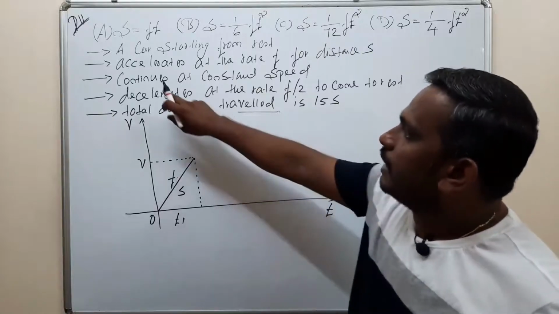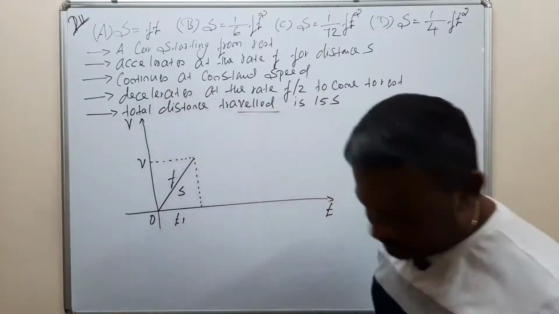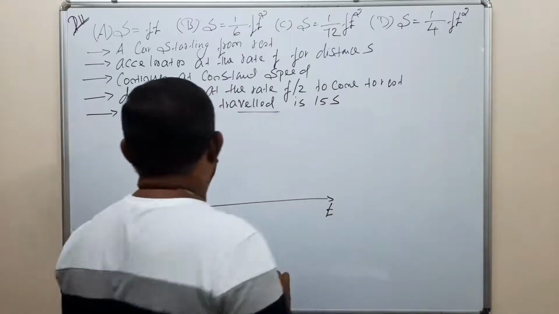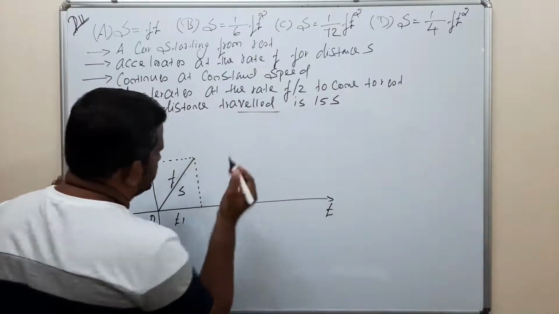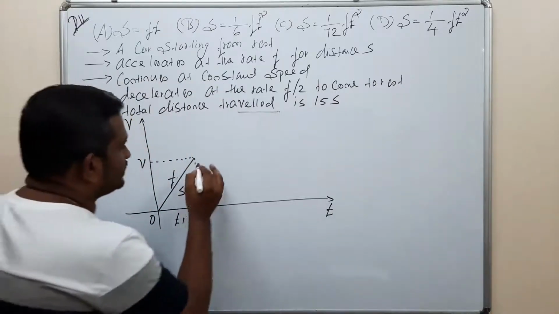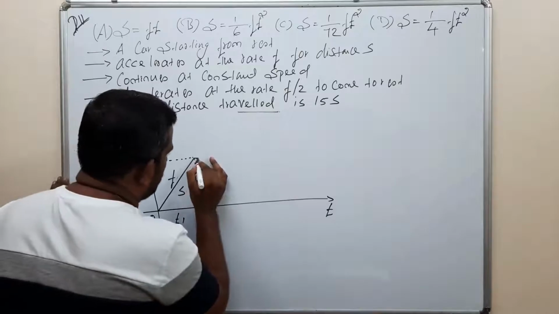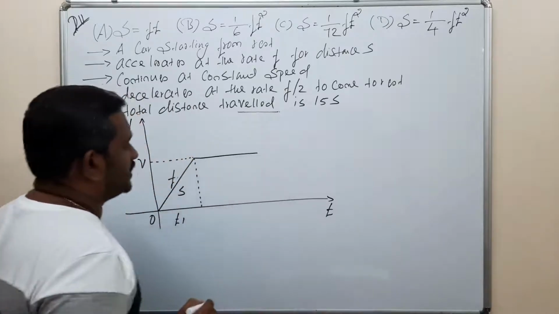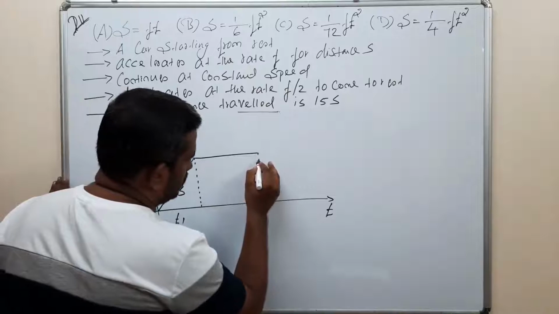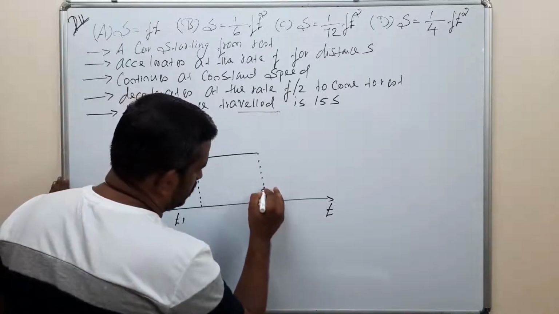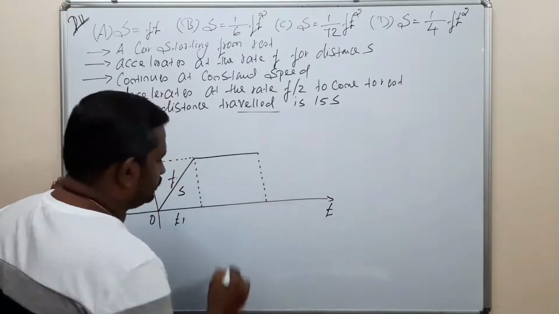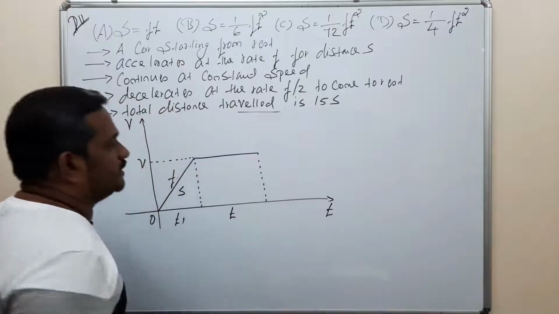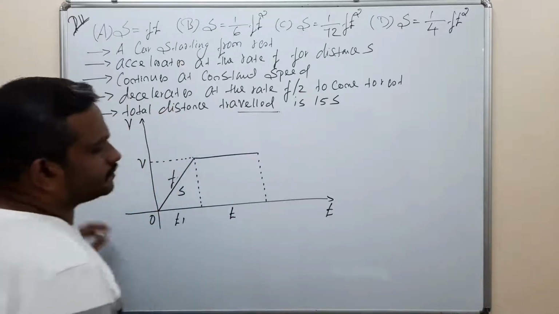After that the car continues at a constant speed. Constant speed means acceleration 0, that is a straight line, for a time t.